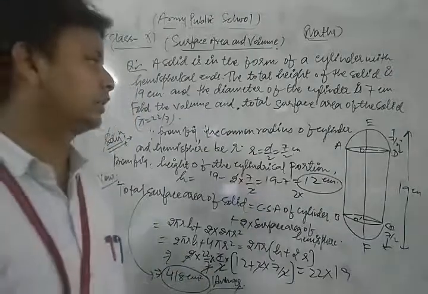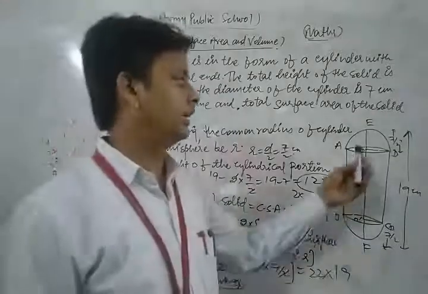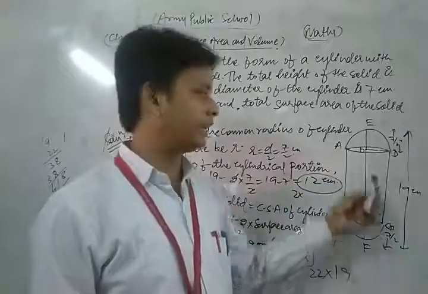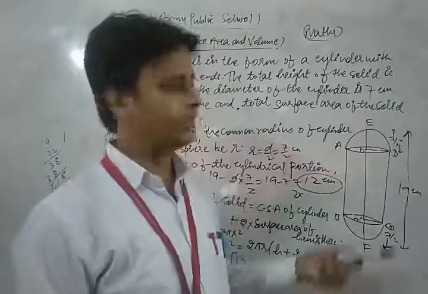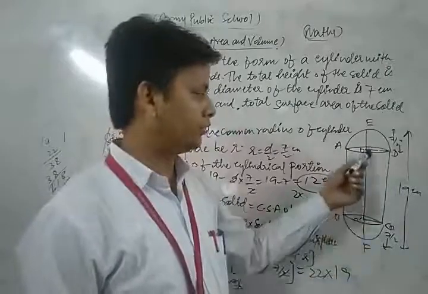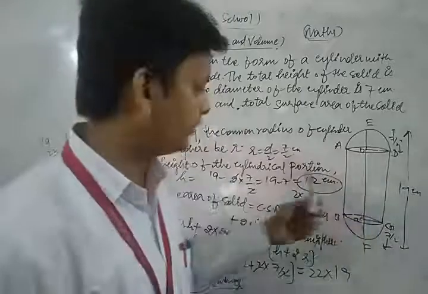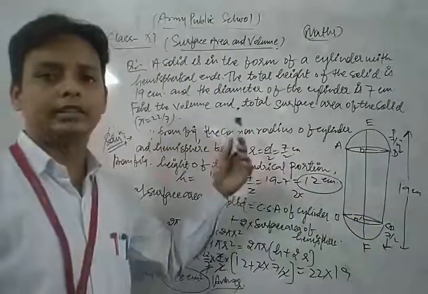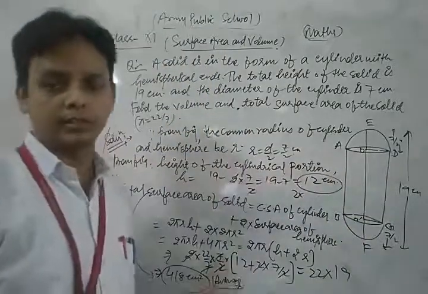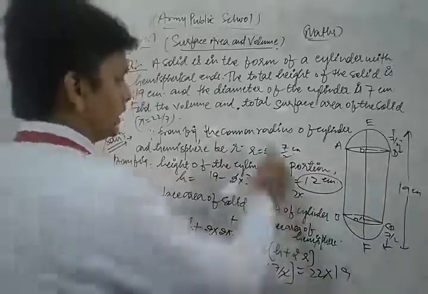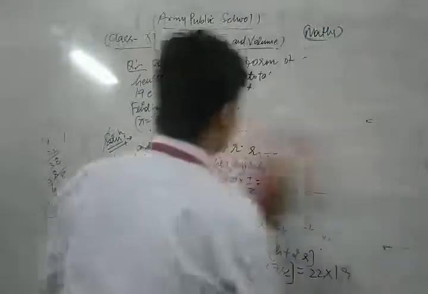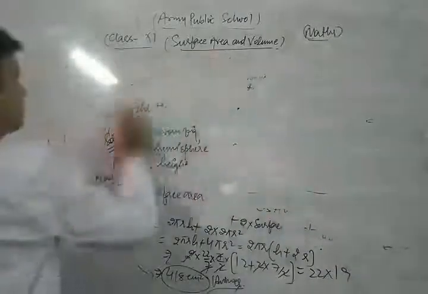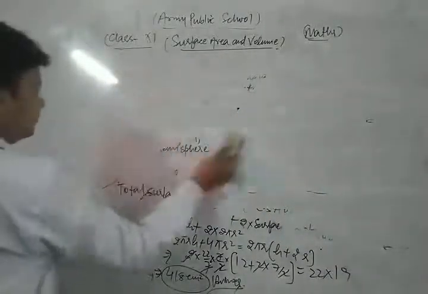This is the given solid, and the ends of that solid are hemispherical ends. First of all we find the total surface area. We find the height of the cylindrical portion, and after that we apply the formula and solve, so we get our result. So please do more and more practice of all the questions discussed in this class and also in previous classes.